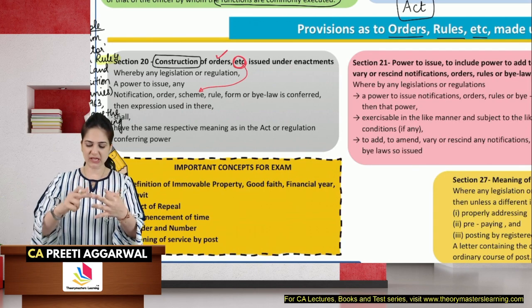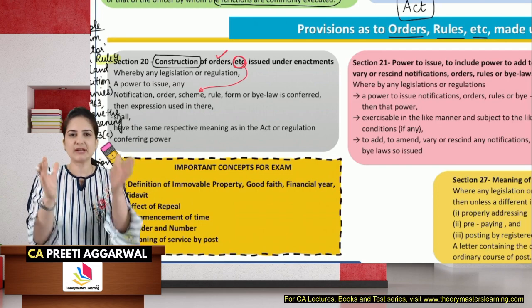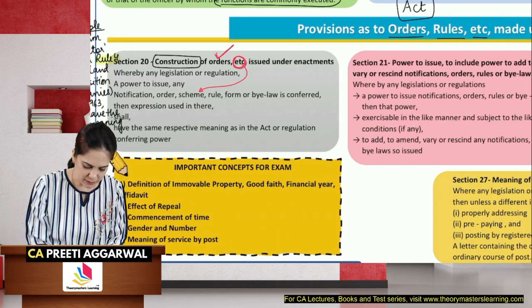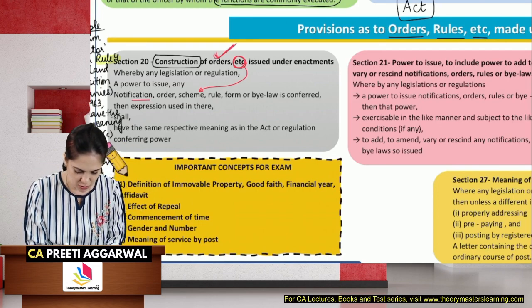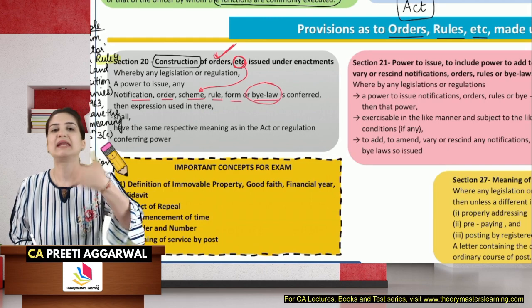Notification, order, scheme, rule, form, bylaw. So the provisions which we are studying not only apply to orders, but also to notification, order, scheme, rule, form, bylaw. Now, what is a bylaw? A bylaw is just like a law.